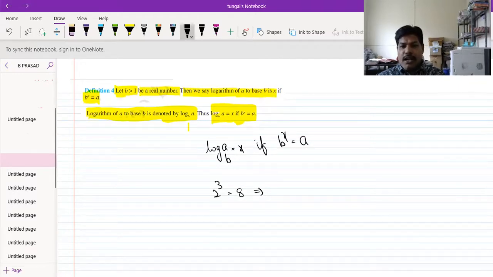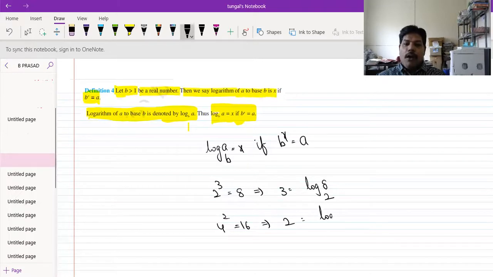So that is nothing but 3 is equal to log 8 base 2. And also you can see that one, for example, I will take 4 square is equal to 16. So how can you write this one? That is nothing but 2 is equal to log 16 base 4.